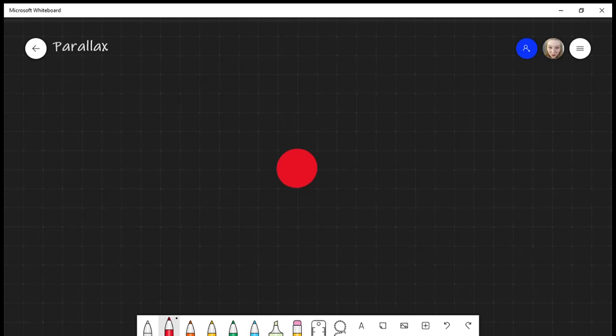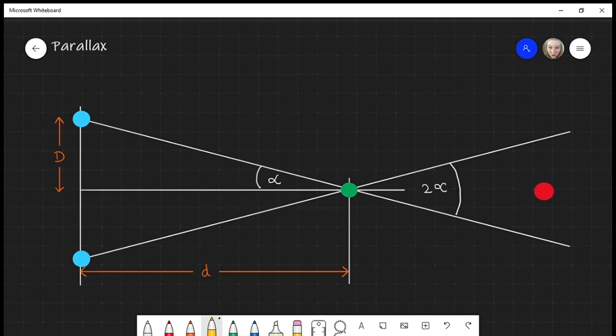This apparent movement of your thumb with respect to the fixed circle is known as parallax, and it's due to the different positions of your eyes when you are looking at your thumb with respect to the red circle. To have a closer look at this experiment, we can draw it out and we can use trig.